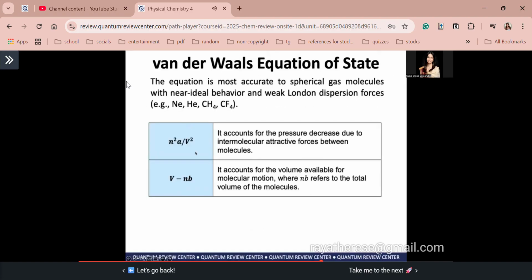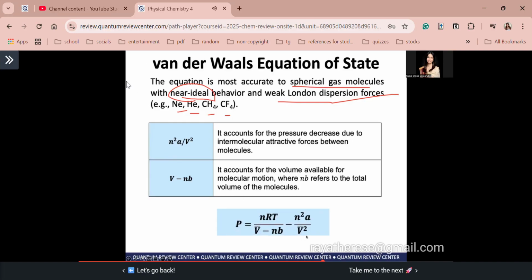Now, specifically for the van der Waals equation of state, okay? Again, the equation is most accurate to spherical gas molecules. Tandaan to, ha? Applicable to spherical gas molecules with near ideal behavior and weak London dispersion forces. For example, neon, helium, methane, and carbon tetrafluoride. Okay? So here is the equation for our van der Waals equation of state.